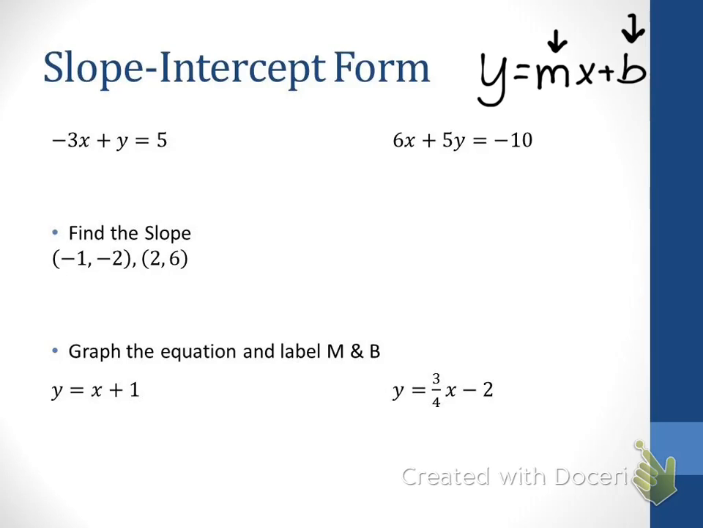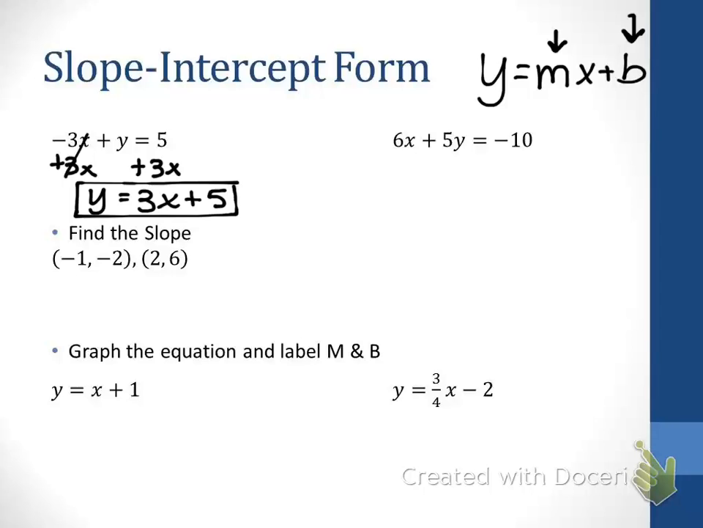Vincent? You would add 3x. Add 3x, very good. Add 3x on both sides. Y is equal to 3x plus 5. Is this in slope-intercept form? Yes, it is. So the next equation, I've got one more step than I did in the one before it. What would I do first here?